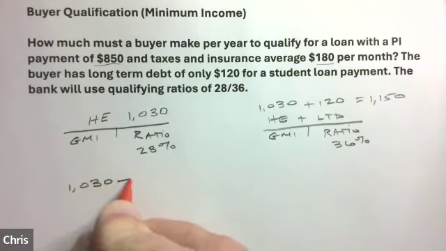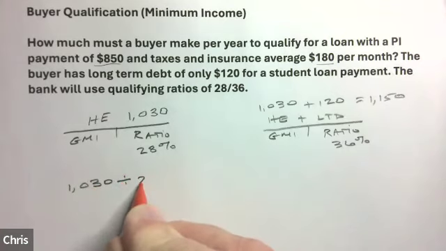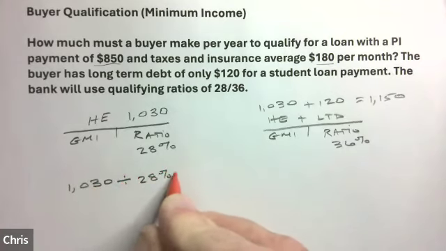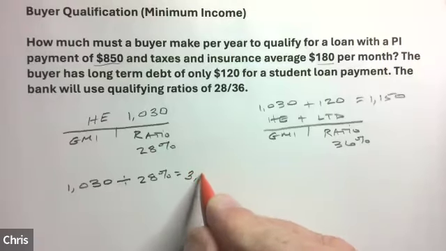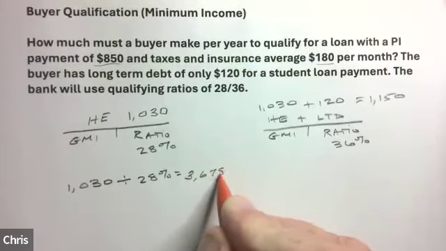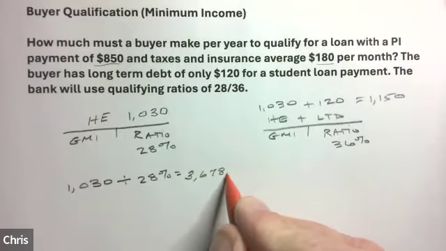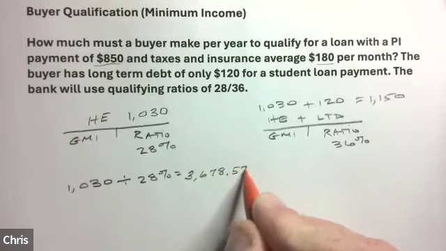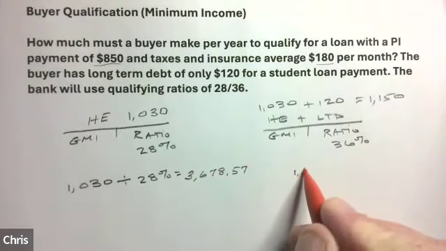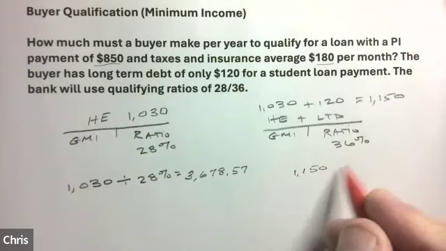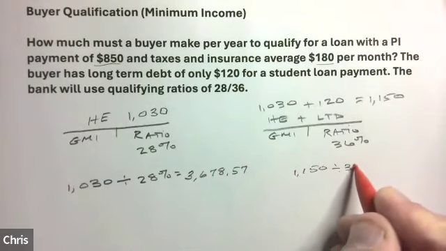1,030, now that we have PI and TI, divided by 28% means that he's going to need to make 3678.57. Okay, and then on the back end, we're going to take the 1150 at the top of the T-bar. We're going to divide it by the ratio of 36% given by the bank.